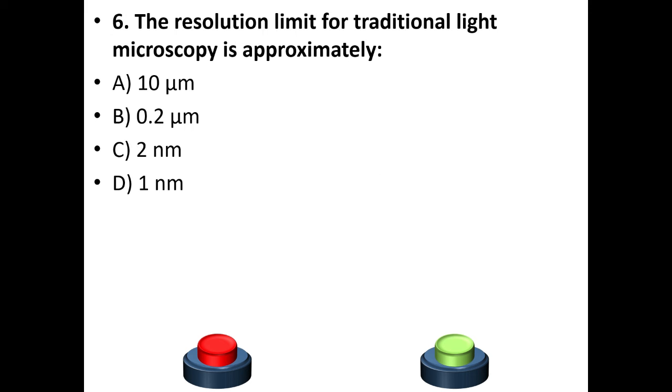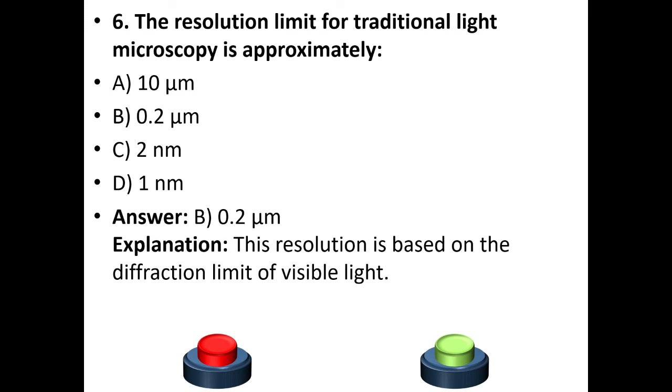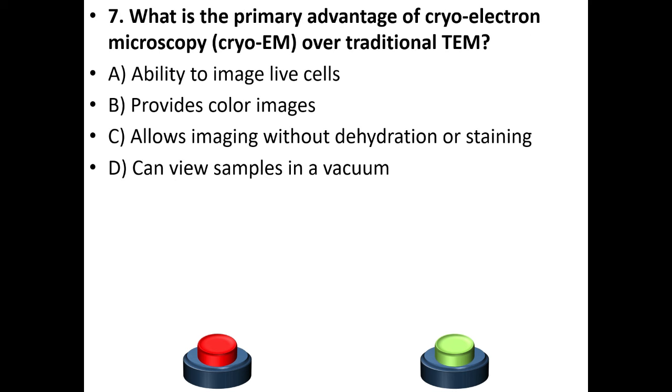Sixth question. The resolution limit for traditional light microscopy is approximately 10, 0.2 micrometer, 2 nanometer, 1 nanometer. The answer is B, 0.2 micrometer. This resolution is based on the diffraction limit of visible light.